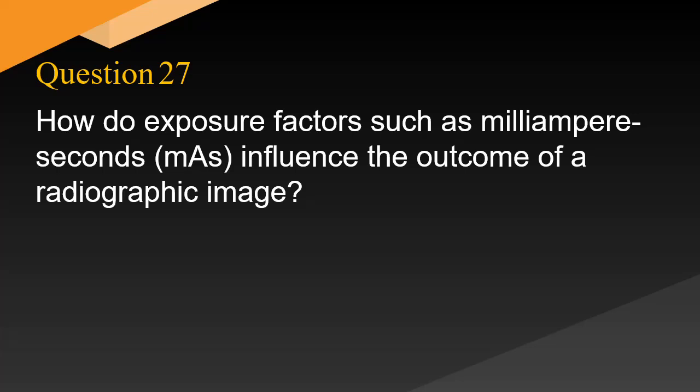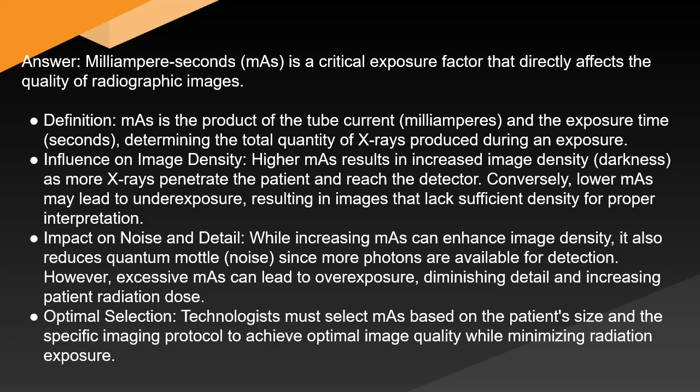How do exposure factors such as milliampere seconds (mAs) influence the outcome of a radiographic image? Answer: milliampere seconds is a critical exposure factor that directly affects the quality of radiographic images. Definition: mAs is the product of the tube current, milliamperes, and the exposure time, seconds, determining the total quantity of X-rays produced during an exposure.